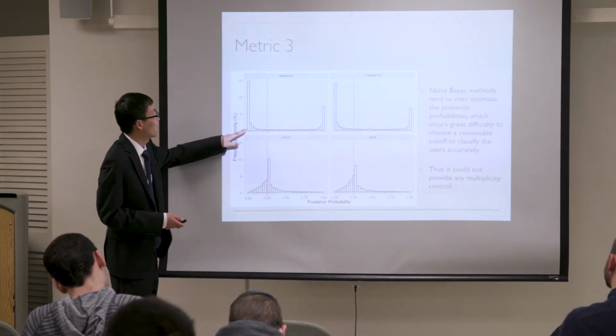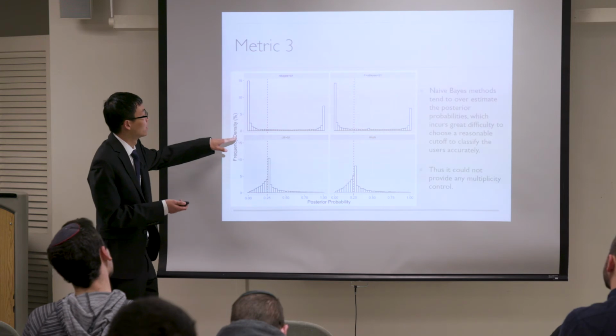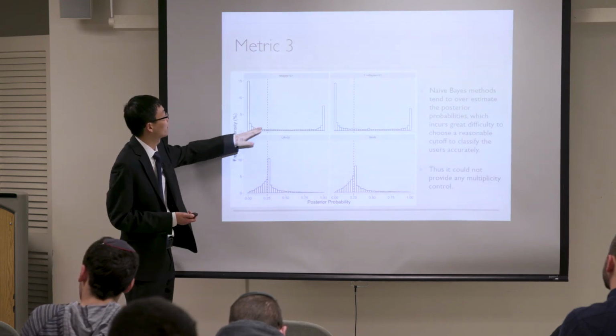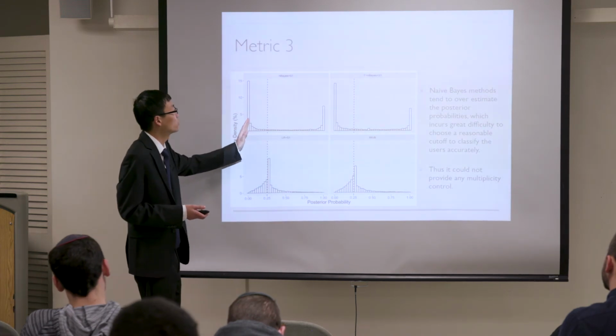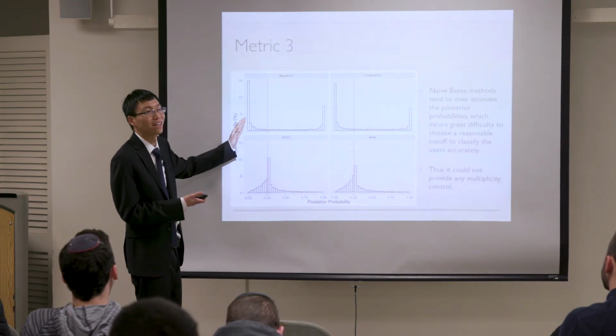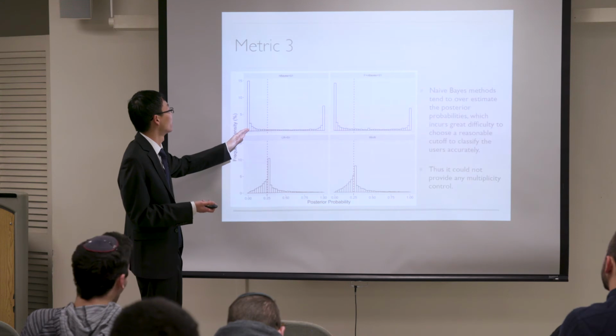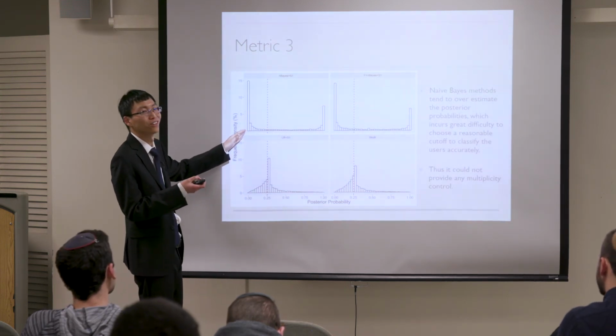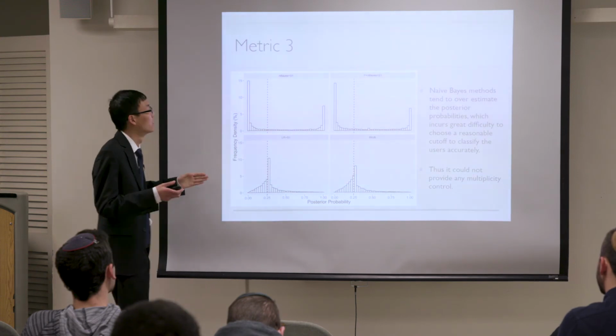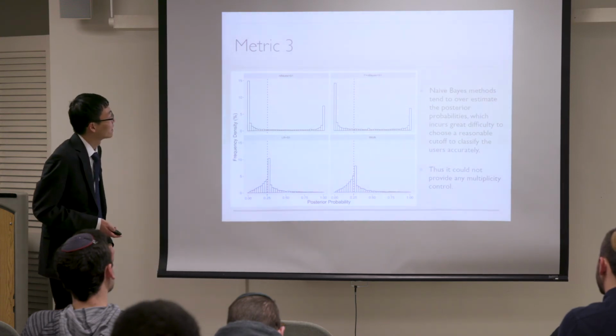So that's why, as we also saw in the experiment, this one cannot control any error, because it is hard to find a cutoff to classify them. A lot of posterior probabilities will be 0.0 something, 0.00 something, so it is hard to classify them accurately.